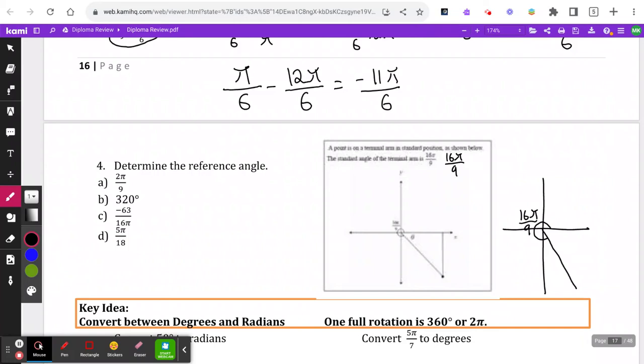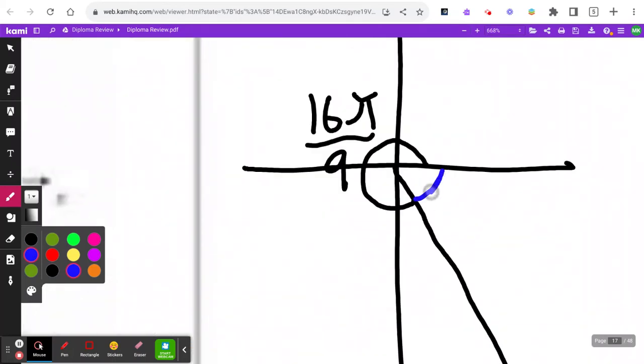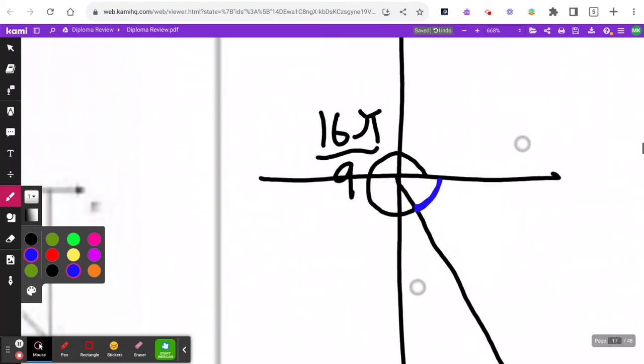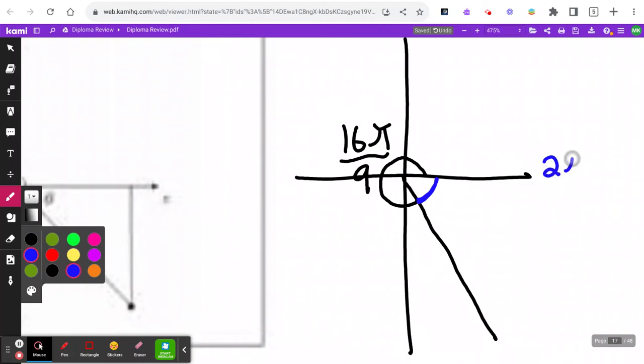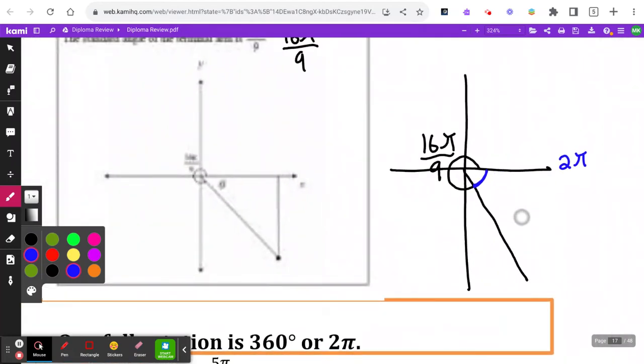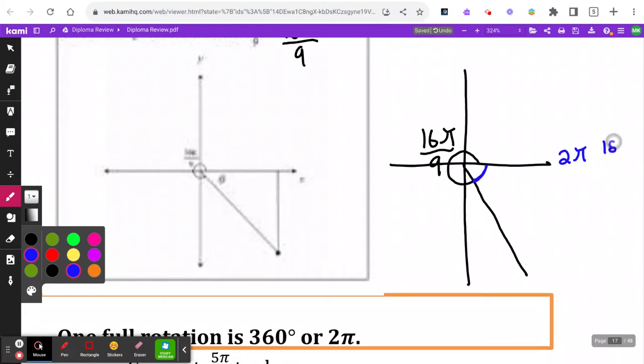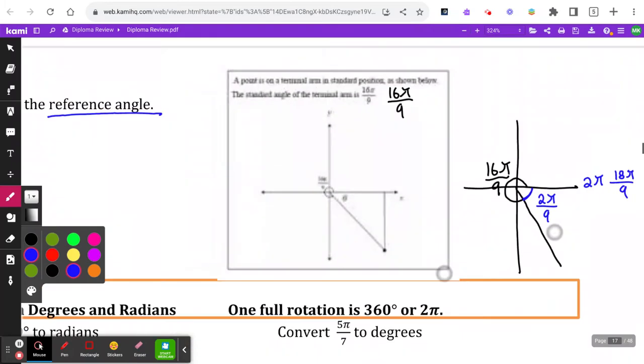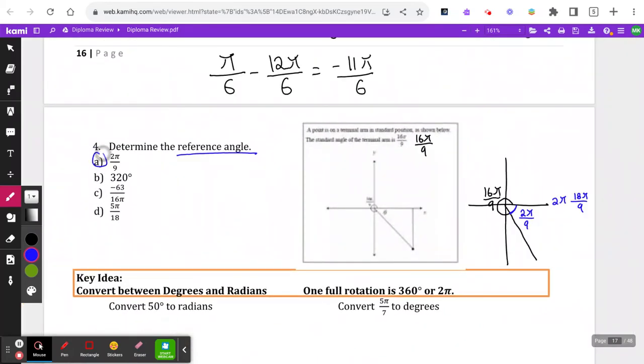They ask you to determine the reference angle. Looking at this, the reference angle is this angle right here, to the closest x-axis. You're trying to figure out what would complete that circle to 2 pi. But because it's over 9, I could also think of this as 18 pi over 9. How many pi's do I need to complete that circle? I would need 2 pi over 9 to complete that circle. Is that one of the answers? Oh, then it must be. Reference angle, closest x-axis.